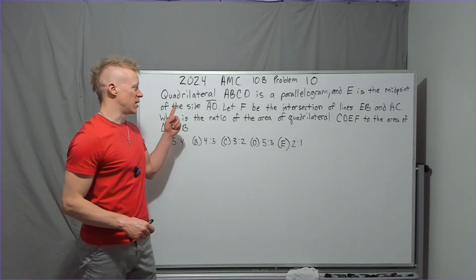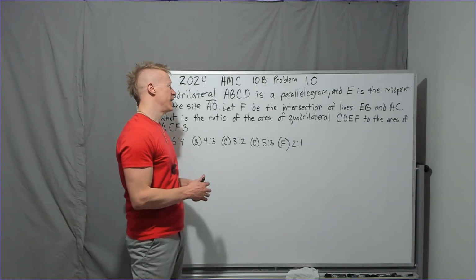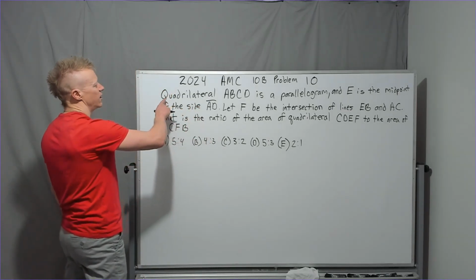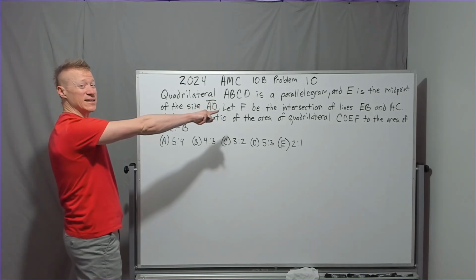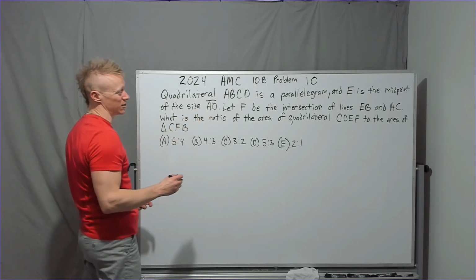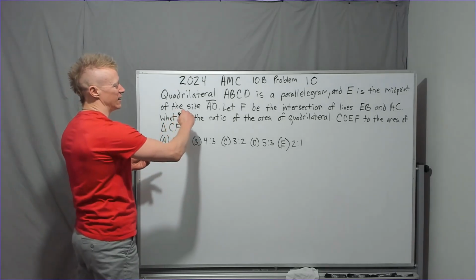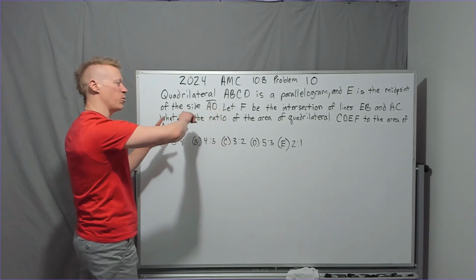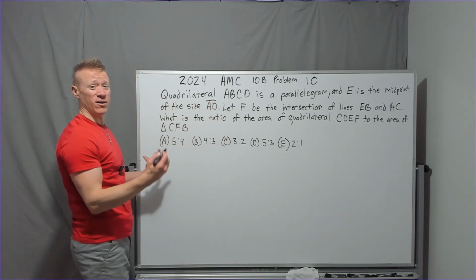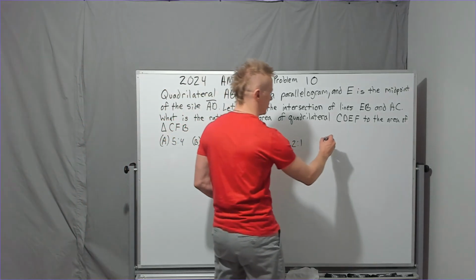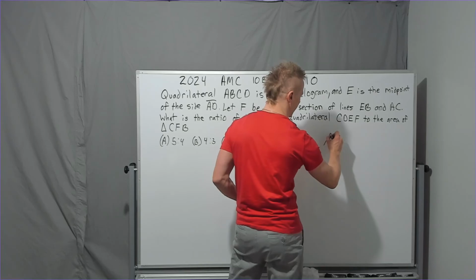And the final problem from this rapid fire set for the 10B, problem 10 of the year 2024. Quadrilateral ABCD is a parallelogram, and E is the midpoint of the side AD. Let, and right there at the let, you should go, wait a minute, what is going on here? I don't have a picture. So maybe I should draw one, and so just to kind of get an idea of what's happening.